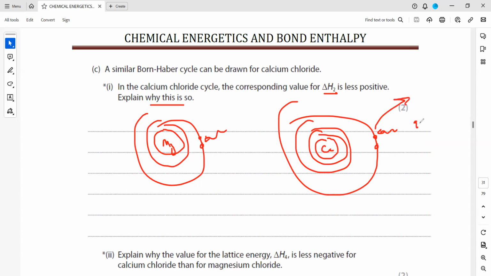So I need only, for example, 90 kilojoules. But here, if I want to remove, a stronger attraction is there. So I might need 200 kilojoules. So the answer for this: because calcium has more electron shells, the electrons are further from the nucleus, so weaker attraction. As a result, a smaller amount of energy can remove the electron. That's why it is less endothermic or less positive.